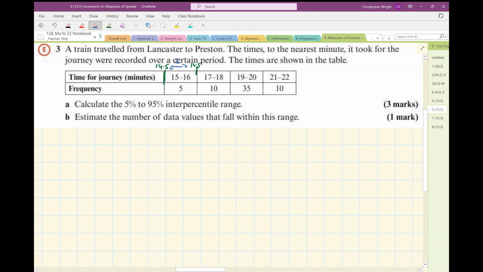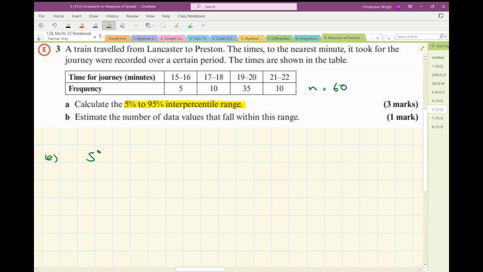You might be mistaken and think they have a width of 1, but they have a width of 2. And importantly, they start at 16.5, 18.5, 20.5, and this one ends at 22.5. So beware. Okay, all right, let's get on with the questions. Calculate the 5% to 95% interpercentile range. All right, how many trains are there? Well, what do these frequencies add up to here? There are 60 trains in the table.